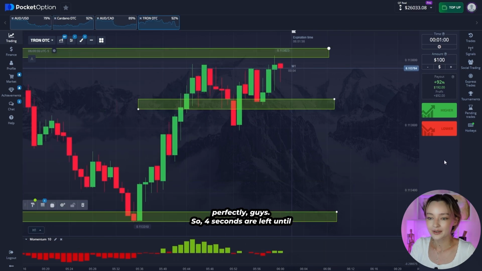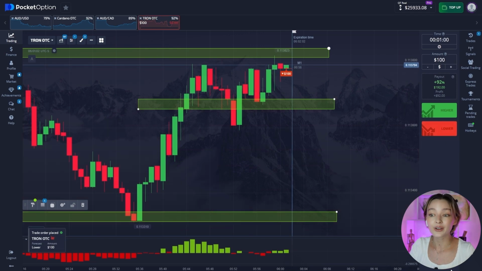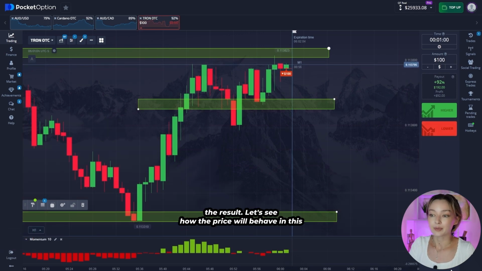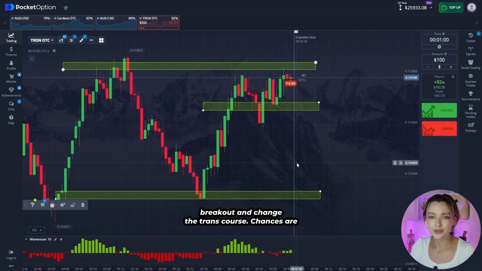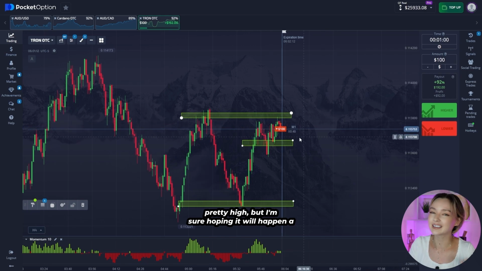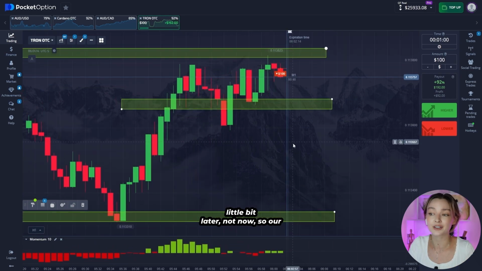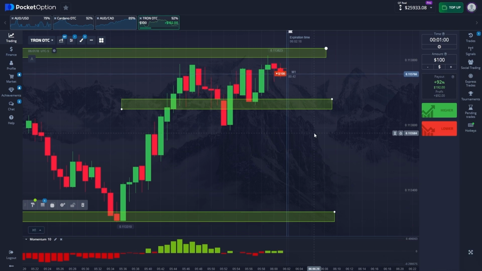So 4 seconds are left until the candle settles. I think we're gonna go for a downward trade, placing our trade and waiting for the result. Let's see how the price will behave in this case, but I do suspect the price might go for a breakout and change the trend's course. Chances are pretty high, but I sure hope it will happen a little bit later, not now, so that our trade will close in a profit.